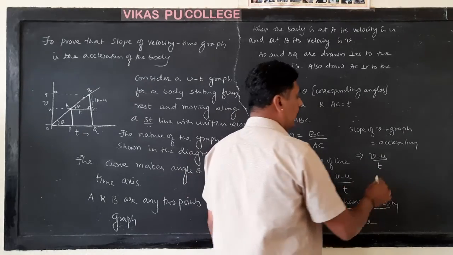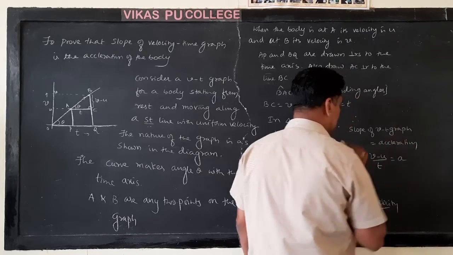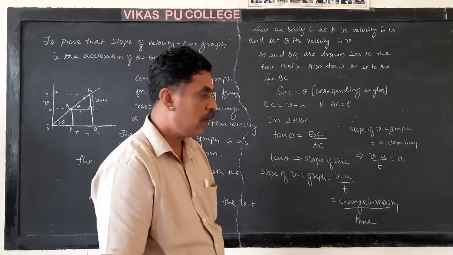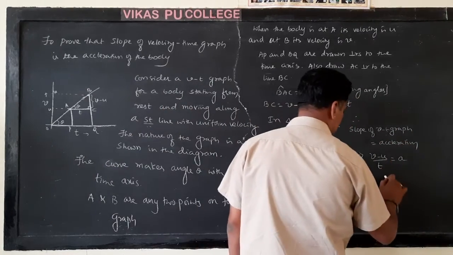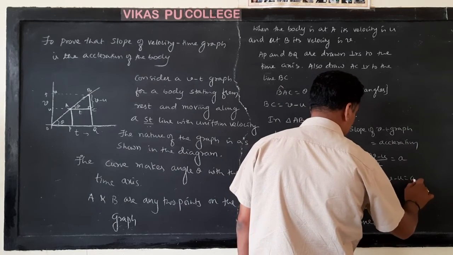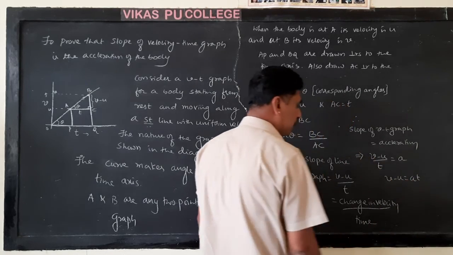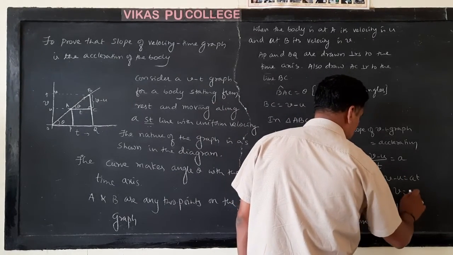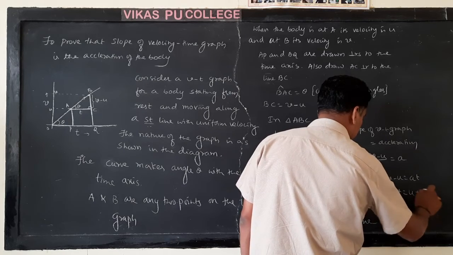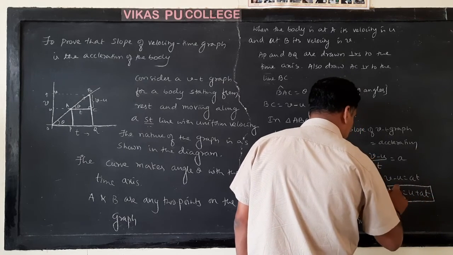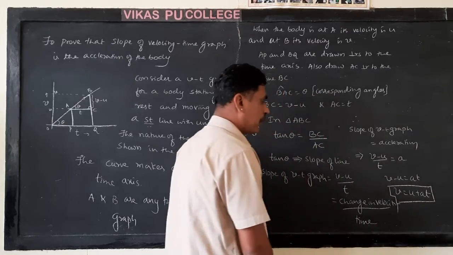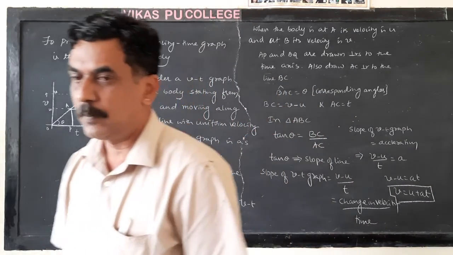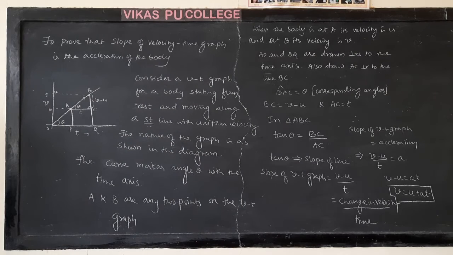I represent acceleration by A. I cross multiply T. I get V minus U is equal to AT. I transfer minus U to the right hand side of the equal to symbol. Therefore, I get V is equal to U plus AT. So this is one of the relations between the velocities of the body at different instances, acceleration of the body, and the time interval that has elapsed.